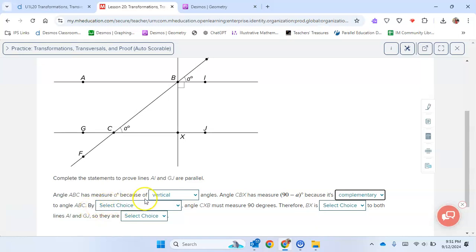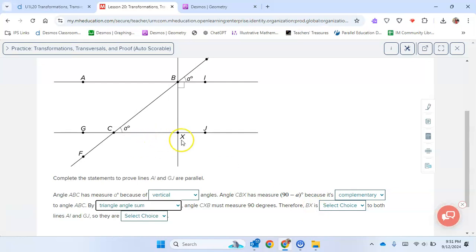By triangle angle sum, the angles of a triangle add up to be 180. Angle CXB must be 90 degrees. If this is A, this angle is 90 minus A, and this has to be 90 because they have to add up to be 180.